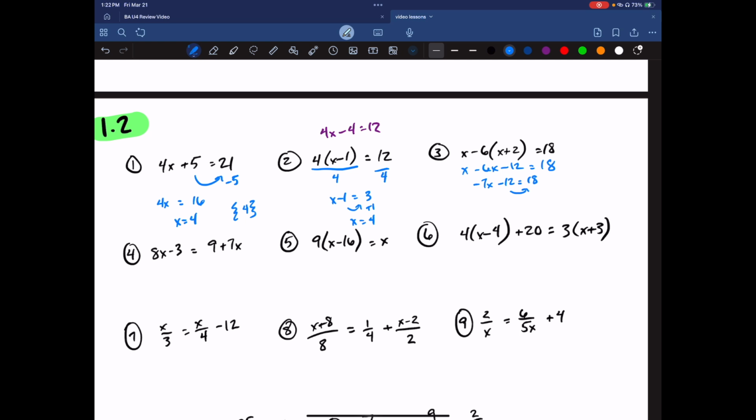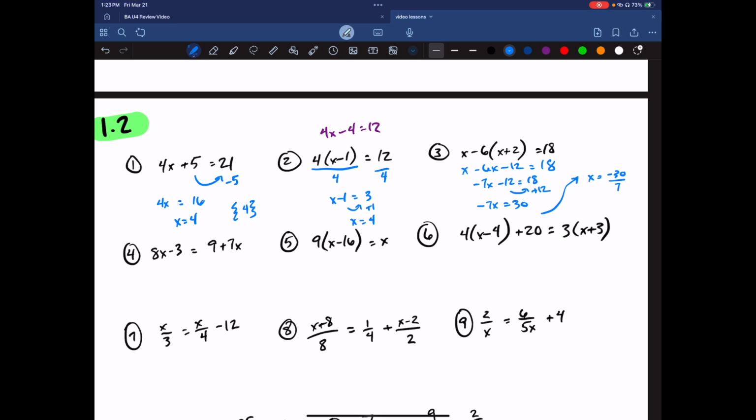And add the 12 to the other side, and it's going to be -7x equals positive 30. When you divide something like this, you're going to get a fraction. So x is -30 over 7. Okay. But just because you get a fraction doesn't mean it's wrong. You might want to check your work.